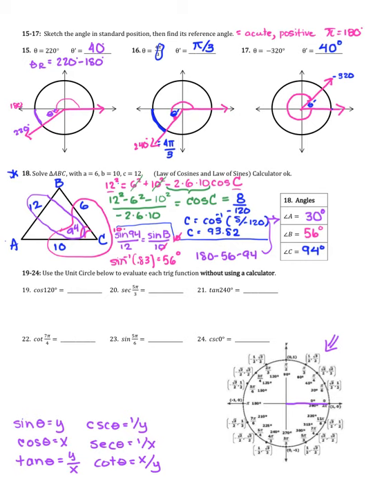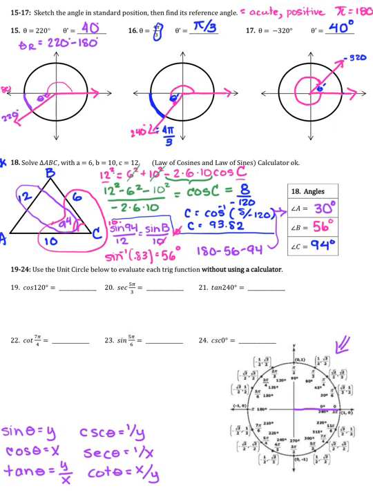So we start with cosine 120 degrees. So we find 120. We find the x value. That is going to be a negative 1/2. Then we go to secant, 5 pi over 3. 5 pi over 3 is right here. Remember, secant is going to be the reciprocal of the x value. That's going to be the reciprocal of 1/2, which is 2.